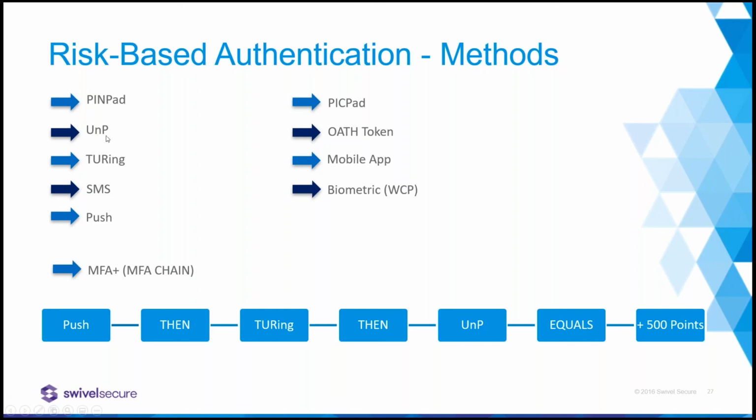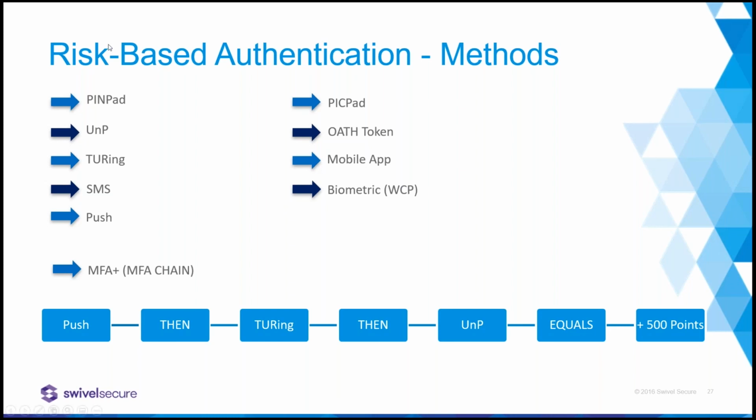So from pin pad, username and password, Turing, SMS, push, biometric if using the Windows credentials provider option, mobile app, auth token, or even the pic pad, which is a picture pad that we have, which makes the pattern on screen sort of a story, which abstracts things even further. So for the user, it makes sense to click a bunch of pictures with a sort of a story. It makes sense. But for the hacker, that story makes no sense at all. It's just completely abstract, and it's even harder to hack, essentially.